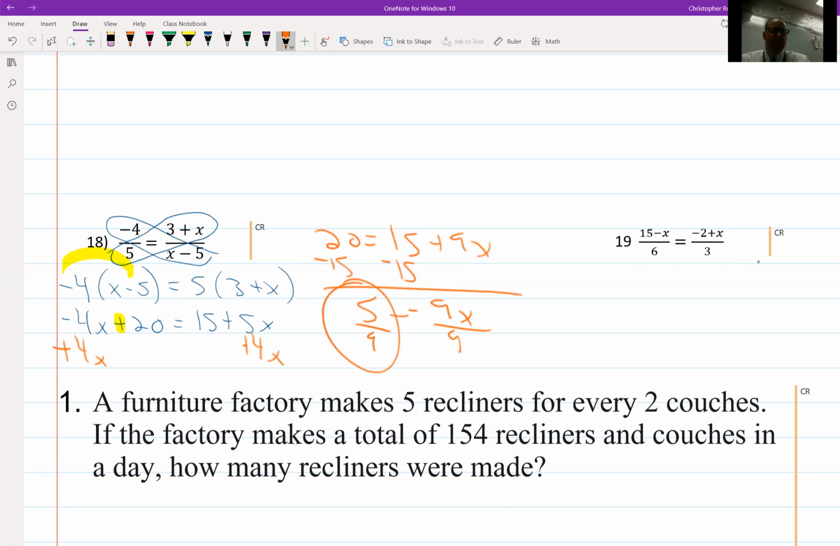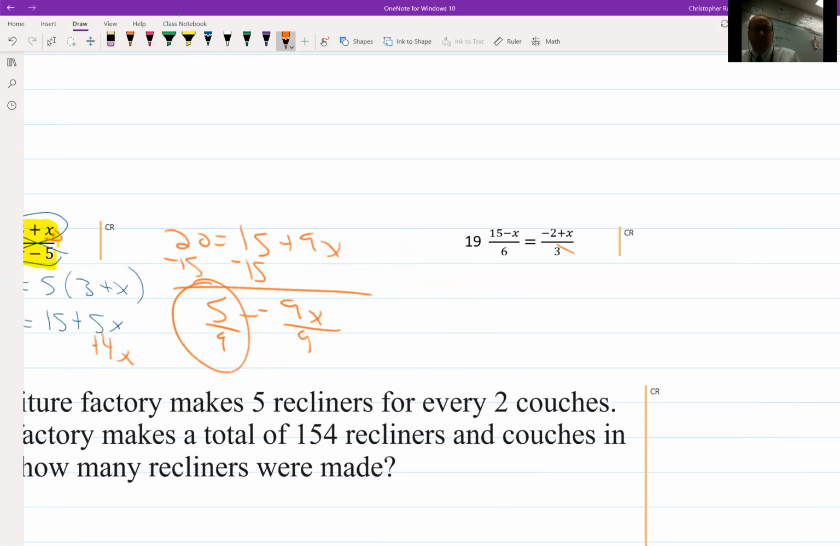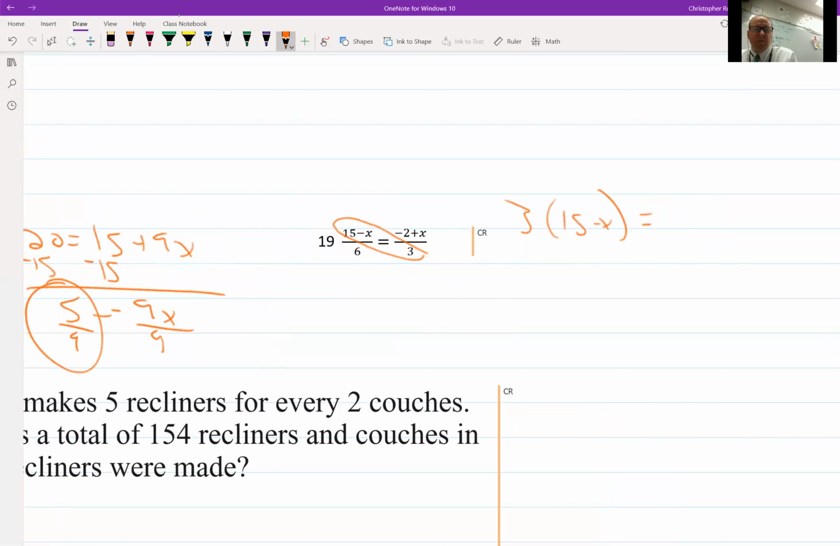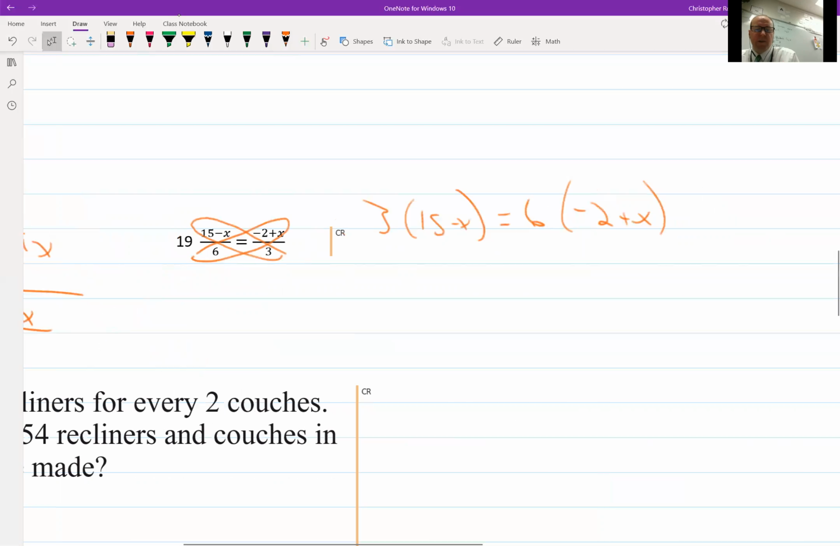All right, so I knew there was something different because I had multiple x's in here. Oh, that's supposed to be a highlighter. All right, there we go. So I ended up with those. So I knew there was going to be something a little bit extra to this problem, but totally within our abilities at this point. All right, let's take a look at the other one. It's the same idea. We're going to cross multiply. So I got 3 times 15 minus x, and it equals 6 times -2 plus x. All right, we're going to distribute and get to work here.